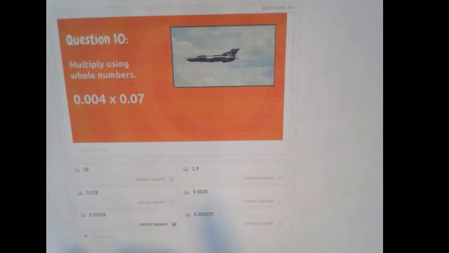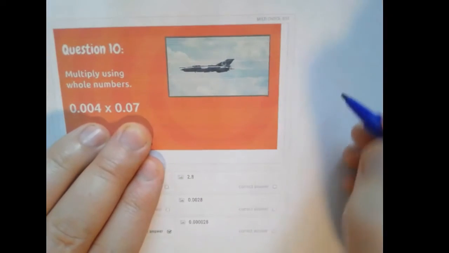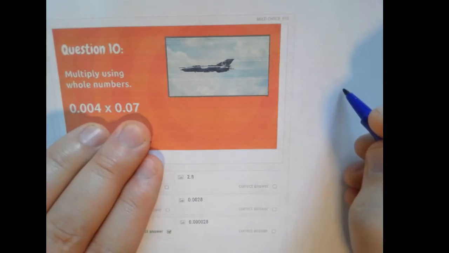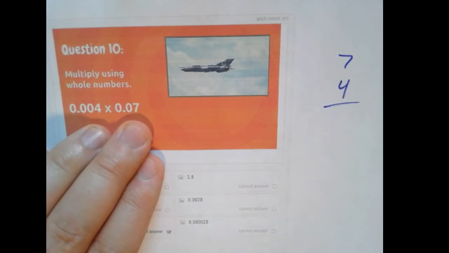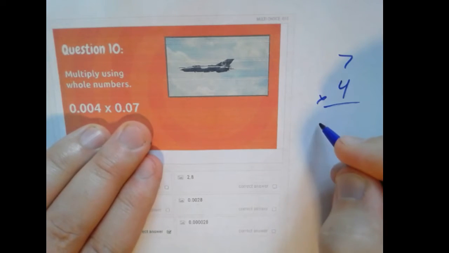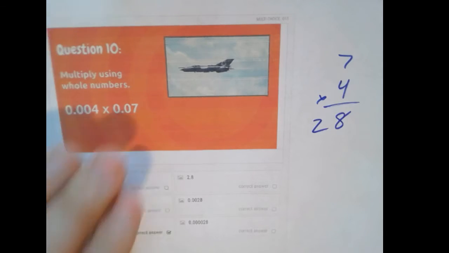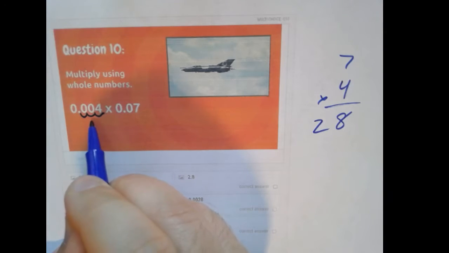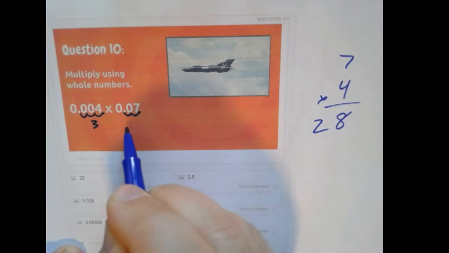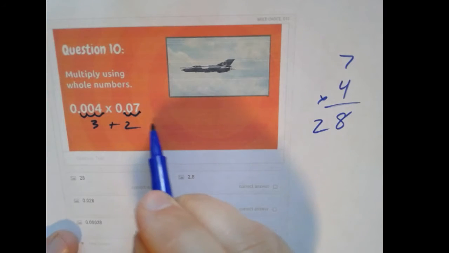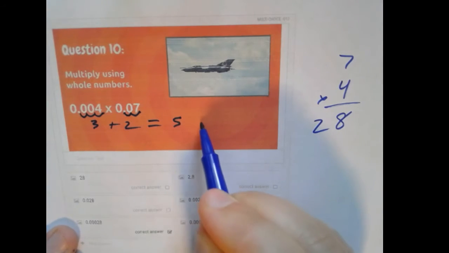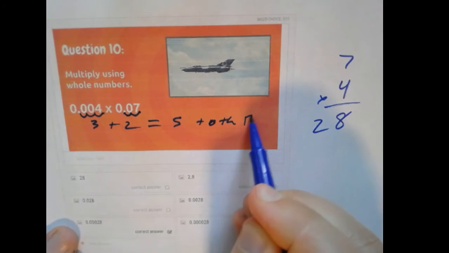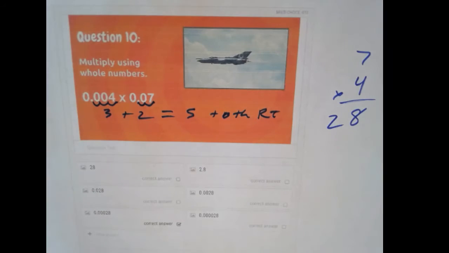All right, on to the last one. Multiply using whole numbers. So same type of thing. I'm just going to look at a 4 and a 7. What would happen if I multiplied 4 and 7? So that would, of course, give us 28. Now let's count how many spots we moved to turn these into counting numbers. 1, 2, 3, and 1, 2. So we're going to add how many spots we moved. So that's 5 to the right. So we're going to have to move 5 spots to the left.